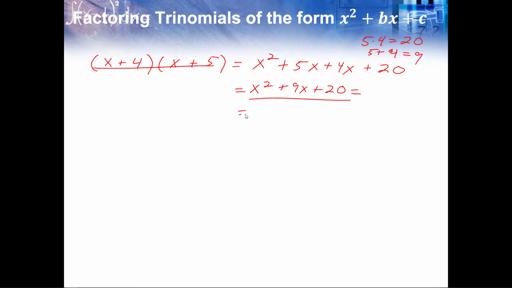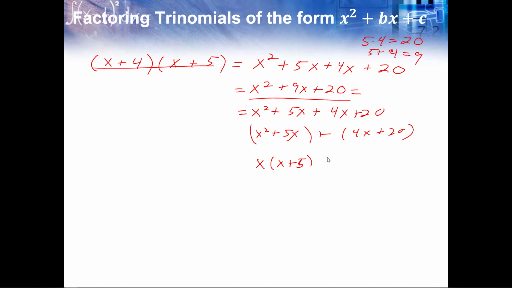Well, I could rewrite this as x squared plus 5x plus 4x plus 20. And then I could actually do my grouping. This would be x squared plus 5x plus 4x plus 20. This has a common factor of x, and this has a common factor of 4. And I can then do the distributive property, factoring with our grouping, and I would have x plus 4 times x plus 5.